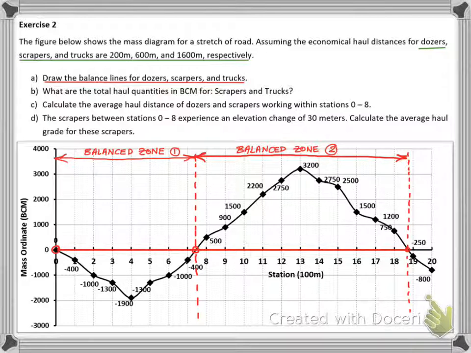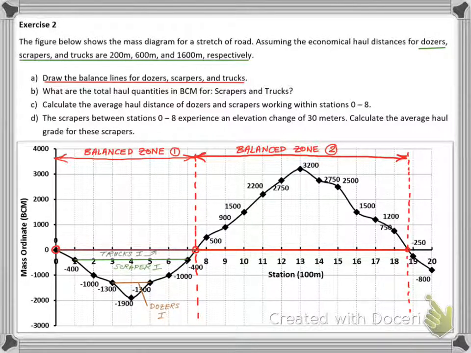In part A, we need to draw the balance lines of the subzones of these equipment. I can draw the 200 meter economical haul distance of the dozers as shown, and I will allocate this balance subzone to dozers 1. The 600 meter economical haul distance of the scrapers can fit under the diagram as shown to mark the subzone of the scrapers in the first big zone.